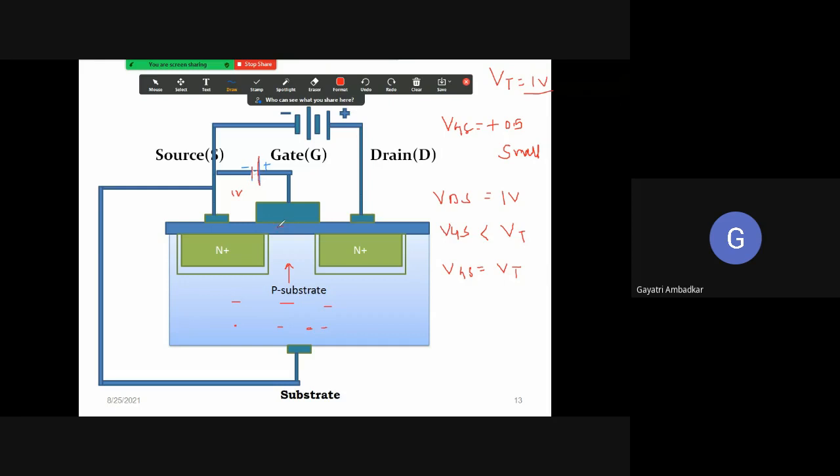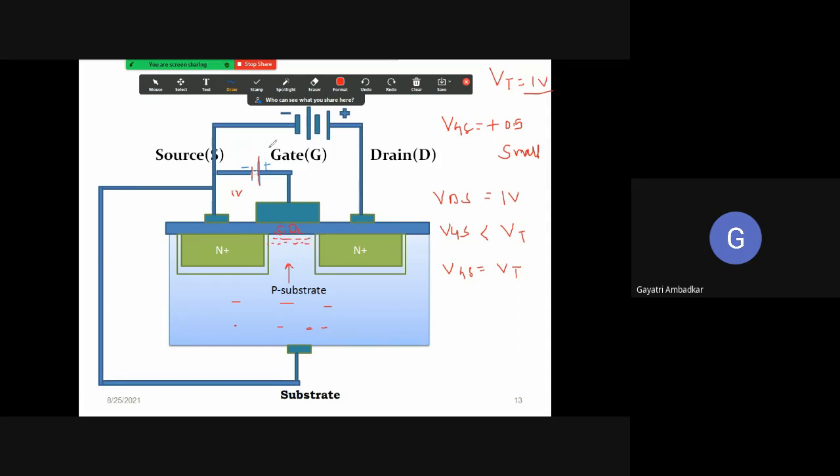This is your SiO2. So these electrons start moving towards the gate, right? It comes here. But what happens, because there is SiO2 material here, it cannot go to the gate terminal. So what will happen? They will simply gather here, just below the SiO2 layer. They will start gathering.